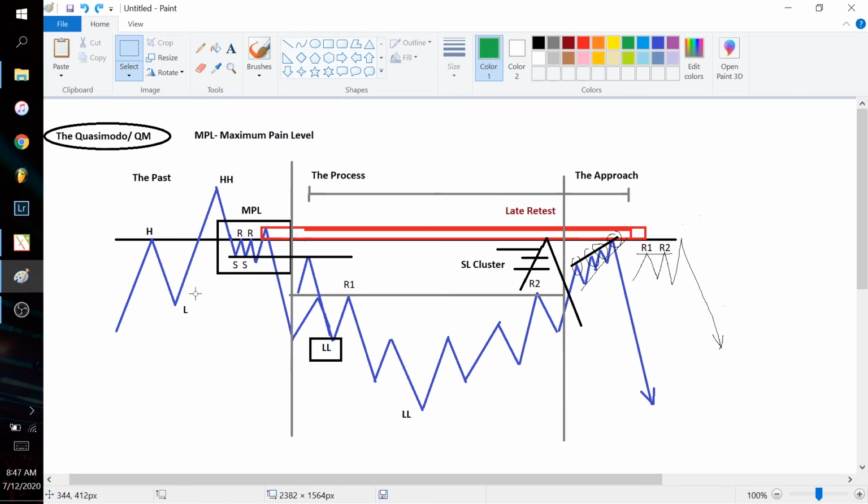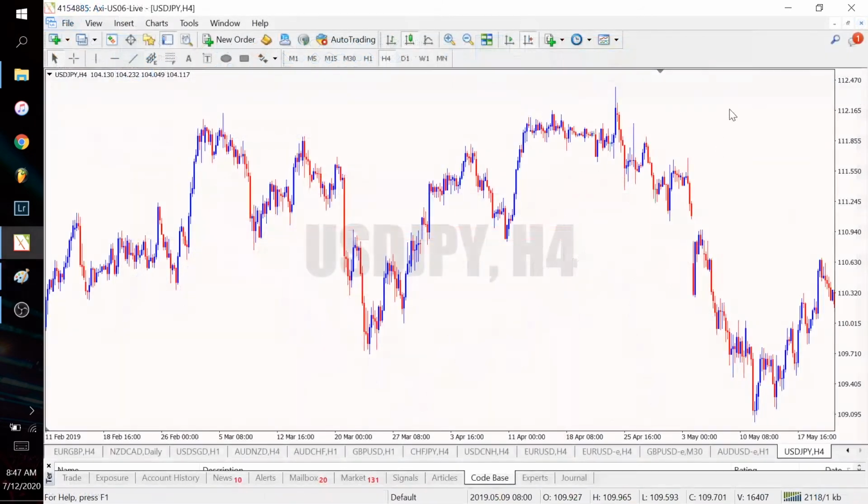The pattern, we have a QM and MPL. We look for the process, and finally we have an approach. Let's look at a beautiful setup right here. USDJPY H4. We have a high, we have a low, we have a higher high, we have a spike here, and we have a massive drop. So I want to be looking for where is the start of the move, where is the origin of the move. It might be somewhere here. This might be our area of interest.